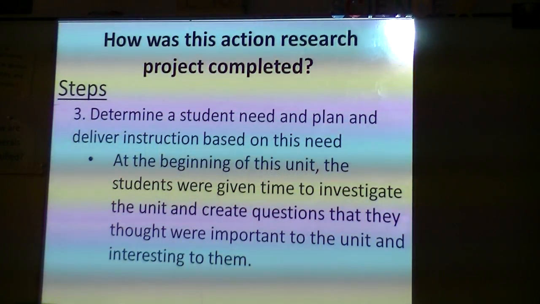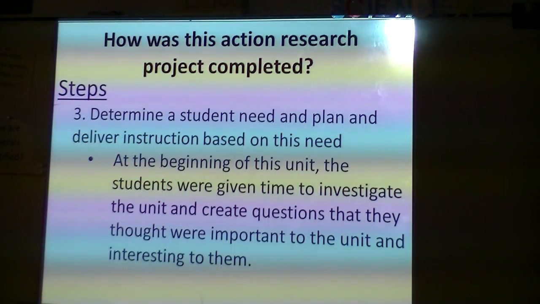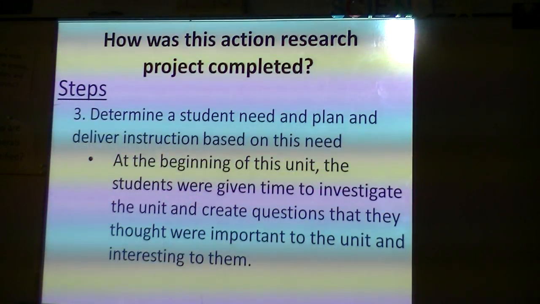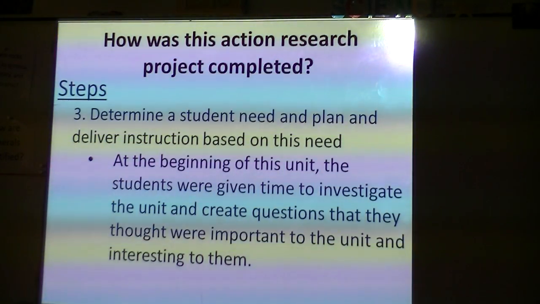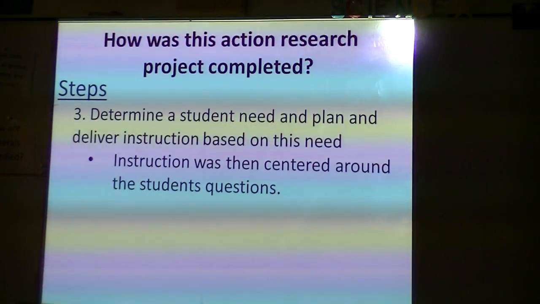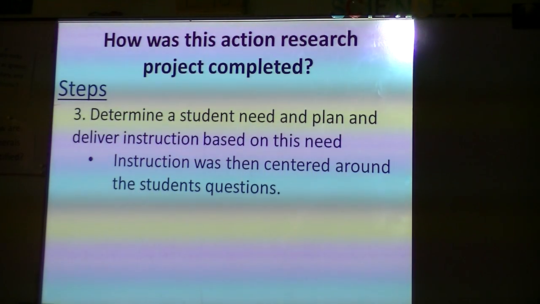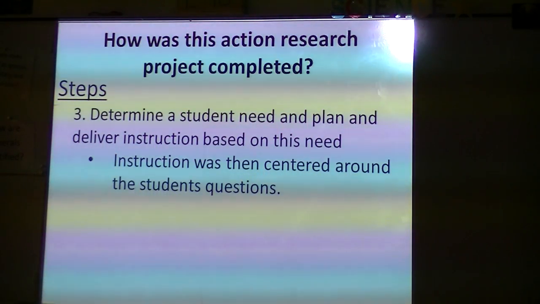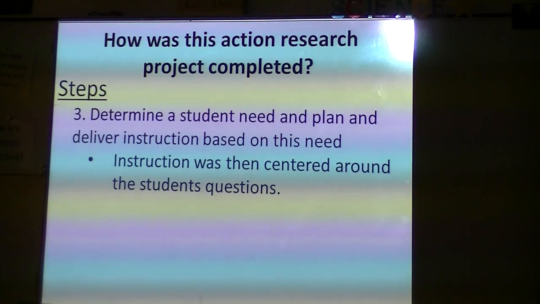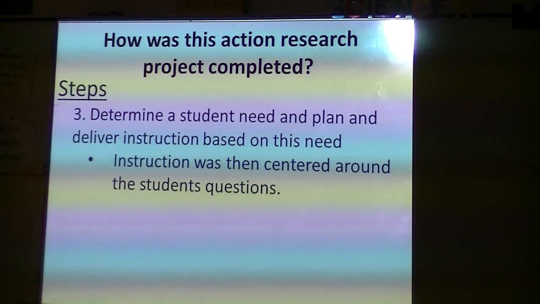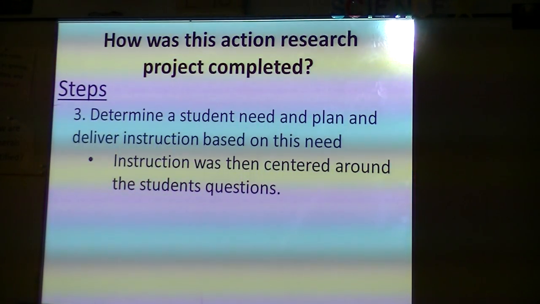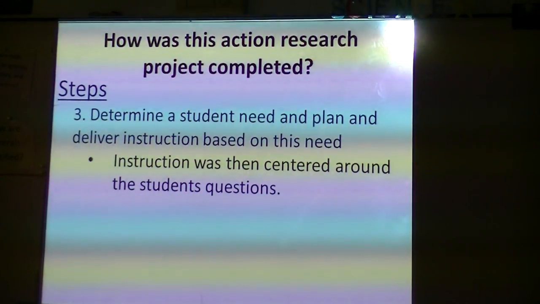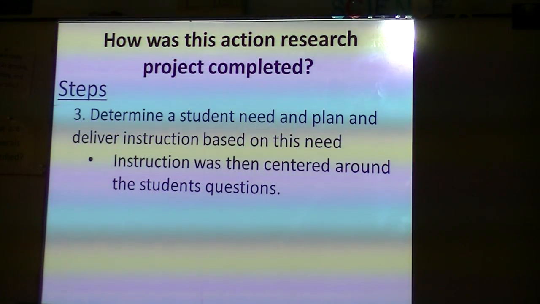They were given time to look on the internet and research volcanoes, which was the topic. They were able to look through their book. They could speak with me about volcanoes, and ultimately we came up with LEQ questions. And then I created the instruction around the students' questions. Some of the things that we did were things that we normally do during a unit, and some of the things were based around what the students thought they would like to do.